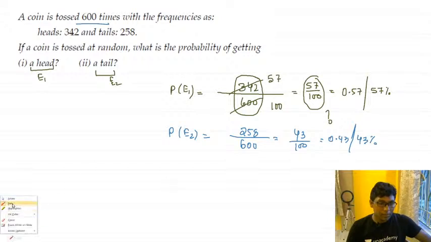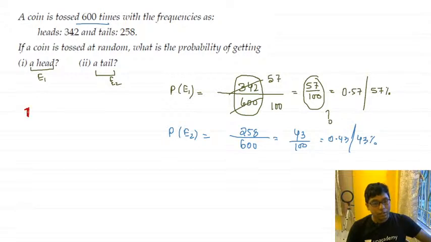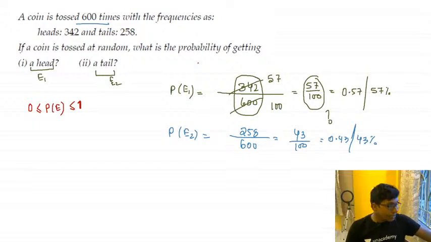Now remember, there is something we should know: the probability of an event cannot be more than 1 or less than 0. So we can write 0 is less than or equal to the probability of an event, which is less than or equal to 1. I'm not just talking about this one, I'm talking about any event at random. Its probability will not go more than 1 or less than 0. That's called the range of the probability.